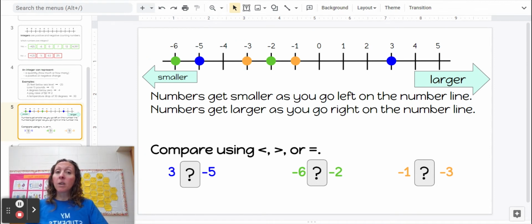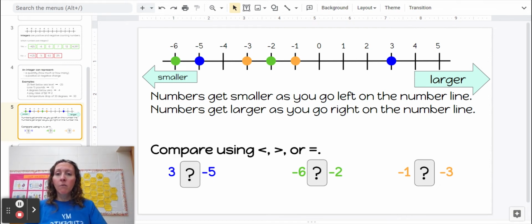All right, so looking at the number line, if you're going to the right, the numbers are going to get larger and larger. So 1, 2, 3, 4, 5, 6, 7, they're getting larger and larger. But as you go to the left, the numbers are getting smaller. So negative 6 would be smaller than negative 5 because it's further to the left.